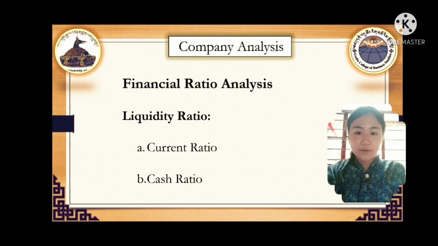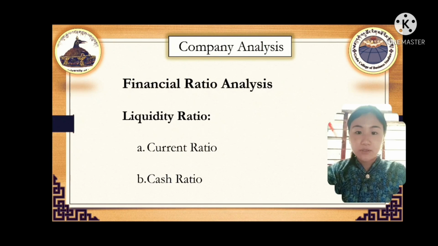Ratio analysis. We have calculated the liquidity ratio by taking the financial statement of Bank of Bhutan Limited for the year 2019. Firstly, current ratio. Current ratio is the firm's ability to pay off its current liability with current asset. After calculating, we got a current ratio of 1.04, which is greater than 1. Hence, we can say that the company is in a position to pay off its current liability with the help of current asset by 1.04 times.